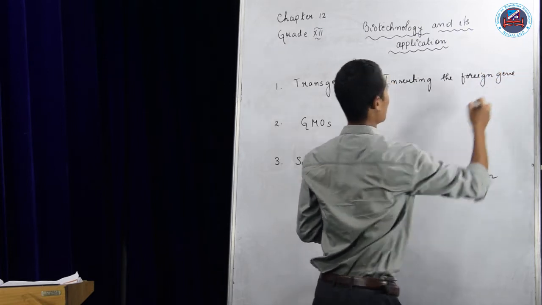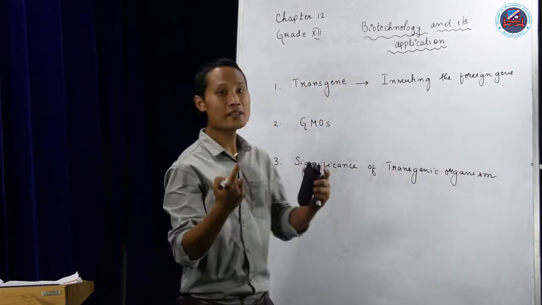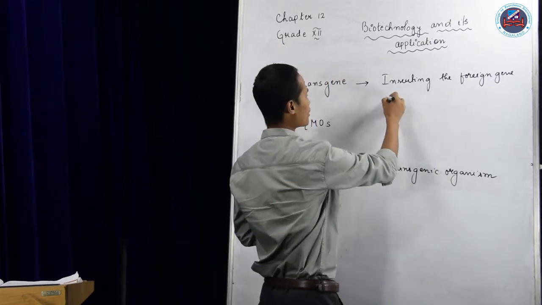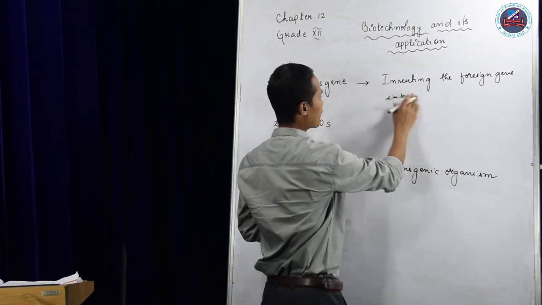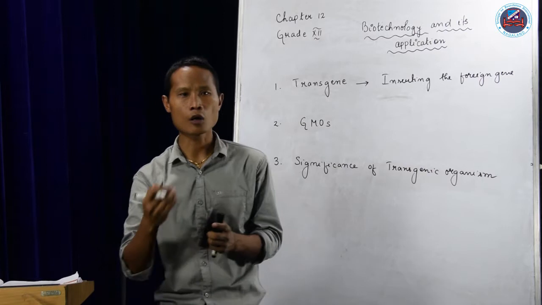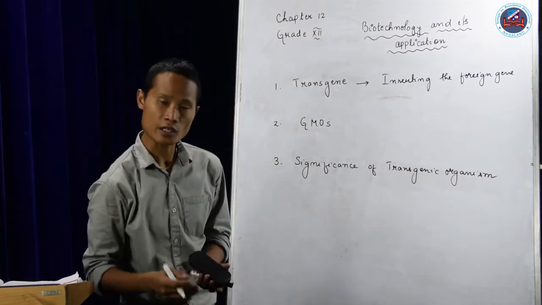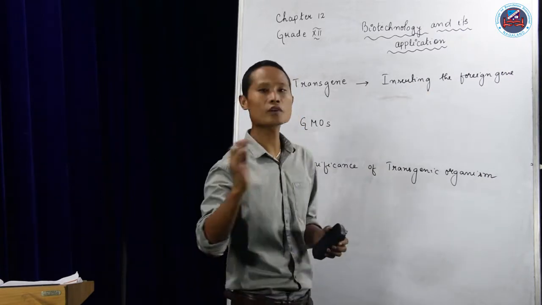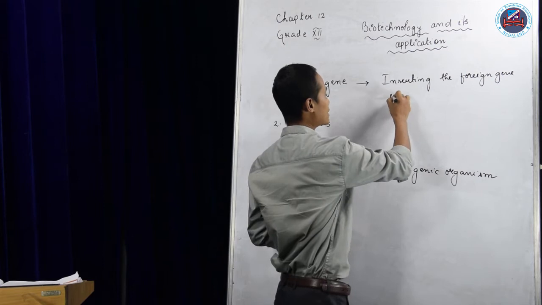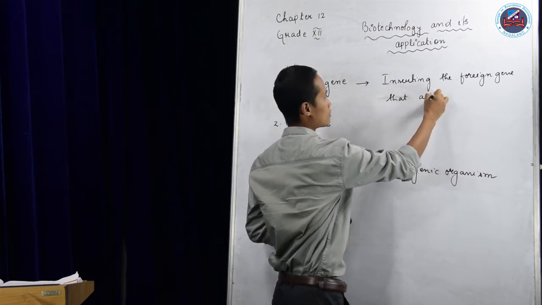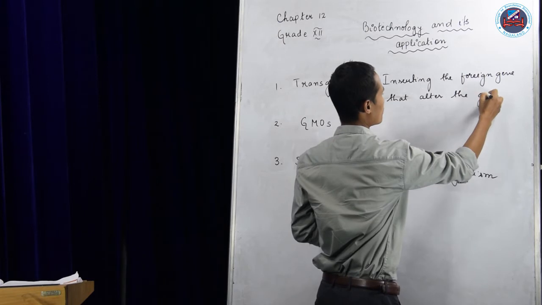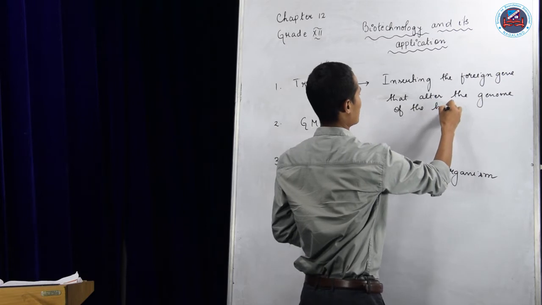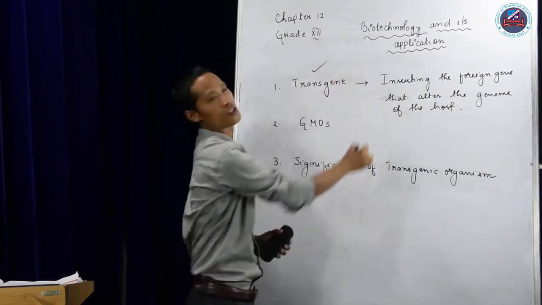Foreign gene means the outside gene, extracted from another source, and then inserting the foreign gene into a host. The host can be a plant, animal, fungi, or bacteria. So when you insert the foreign gene into any of the hosts, that will alter the genome of the host. That is called the transgene.